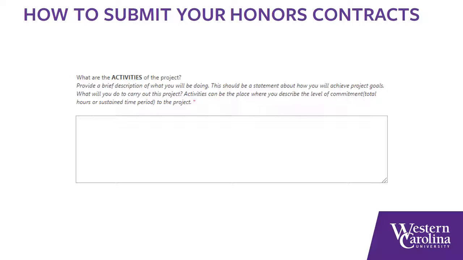Once you've entered in your learning goals, it's now time to enter in your activities. So remember, this is a brief description of what you will be doing. It's a statement about how you will achieve your project learning goals. What are you going to do to carry out this project? Are you going to the library? Are you spending time in an art studio? Are you volunteering for a local organization? Will you be having regular meetings throughout the semester with your instructor to check on your progress? All of these things can go under your activities.